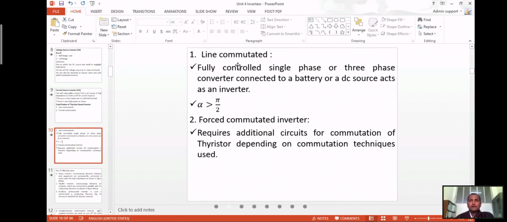We are just talking about the switch, and the switch will depend on at what angle you are firing the switches, the thyristors, and the output frequency will also depend on this. Now, when we talk about inverters, the input is DC. So we don't talk about any frequency. In the case of pure DC, we don't have anything such as frequency.